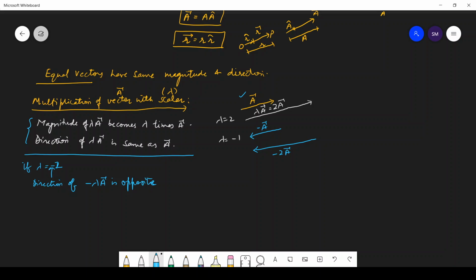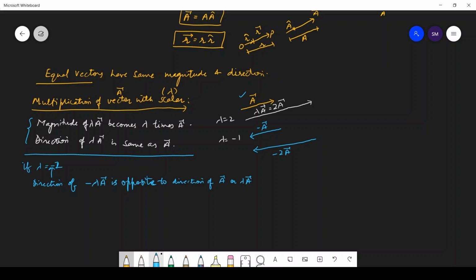Students, keep on making your notes along with me, okay? Note it down along with me. Direction of minus lambda A is opposite to the direction of A or lambda A. So its direction is opposite because we have a negative sign over here, okay?